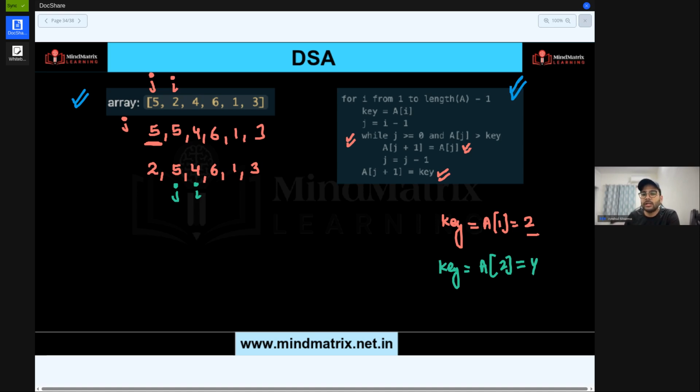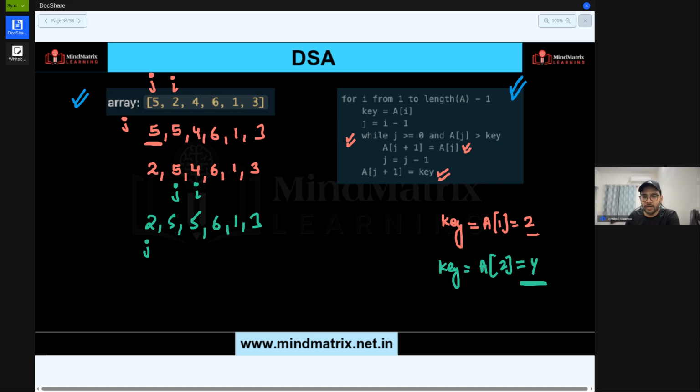Okay. Now while j is greater than or equal to 0, yes it is. A of j is greater than key? Yes, 5 is greater than 4, right? So what you are going to do? You will simply again shift it. So you will have something like this, 2, 5, 5. See, we are already storing the key element, so we are not losing any information, right? So this is what we are going to have. j is equal to j minus 1. Now j is pointed over here, decremented.